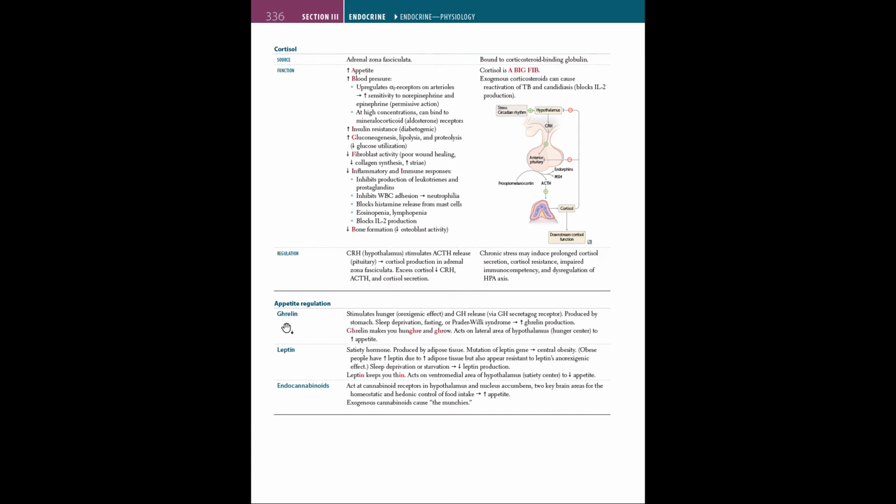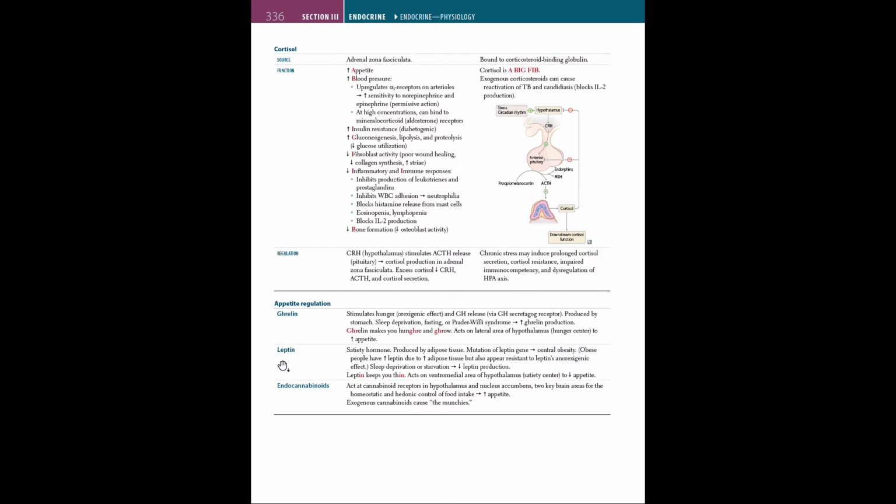Appetite regulation. Ghrelin is one of the hormones regulating the appetite. Let's see the function. It stimulates hunger, has an orexigenic effect, and stimulates growth hormone release via the growth hormone secretagogue receptor. It is produced by the stomach. Sleep deprivation, fasting, or Prader-Willi syndrome can lead to an increase in ghrelin production. So when you are not sleeping, that's why you're feeling hungry. So sleep so you do not feel hungry. Ghrelin makes you hungry and groovy, maybe this is a mnemonic to remember. It acts on the lateral area of the hypothalamus, the hunger center, to increase appetite.